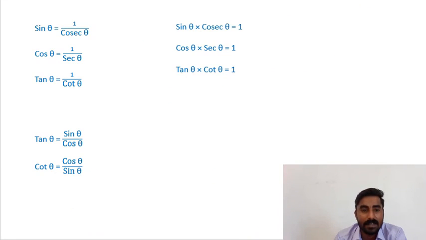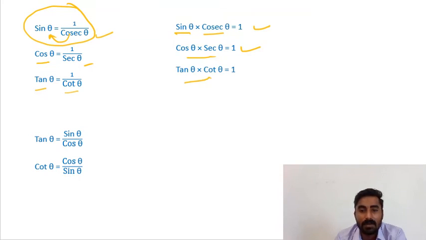Here are some identities, as I told you earlier. Sine theta is the reciprocal of cosec theta, cos theta is the reciprocal of sec theta, and tan theta is the reciprocal of cot theta. If we cross multiply these, then sine theta into cosec theta will be 1, cos theta into sec theta will also be 1, and tan theta into cot theta equals 1.